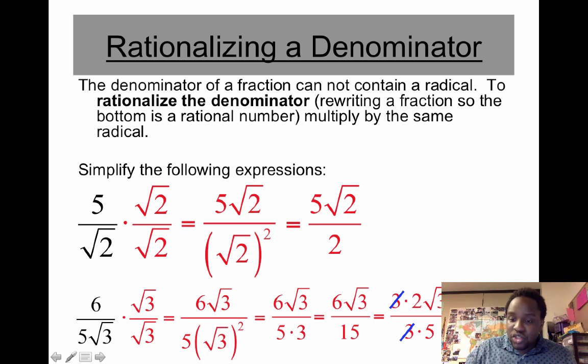And it's funny, because 2 radical 3 over 5 doesn't really look anything like 6 over 5 radical 3. But these two numbers are equal to each other, and this is after rationalizing the denominator, making sure that there are no radicals in the denominator.